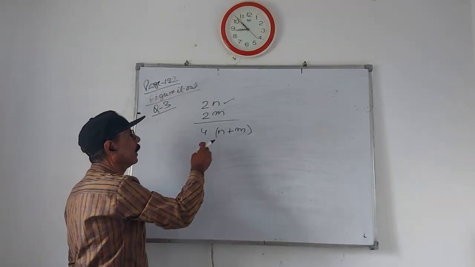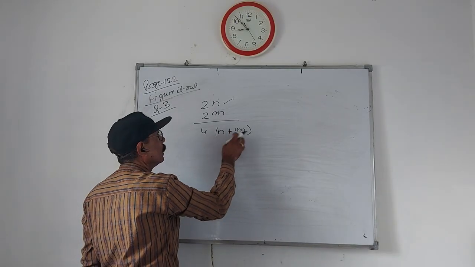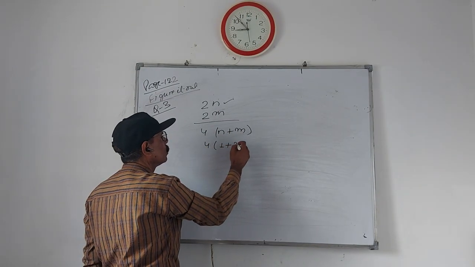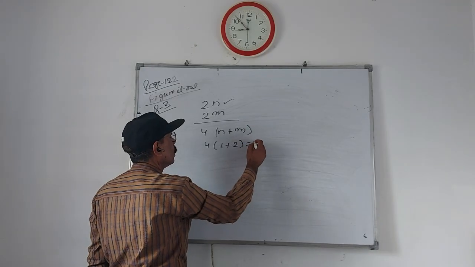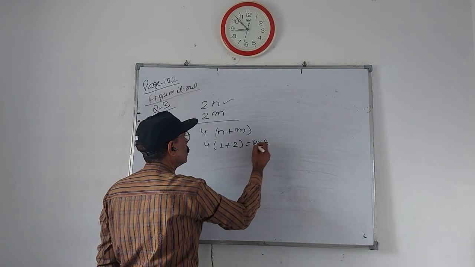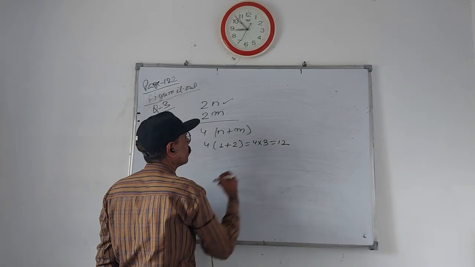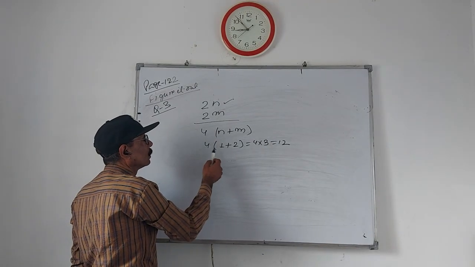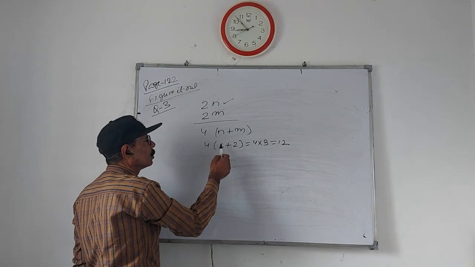Put any value of n. Suppose this is 1 and this is 2. So this will be what? 1 plus 2, this will be 3. 4 into 3, 12. Okay.